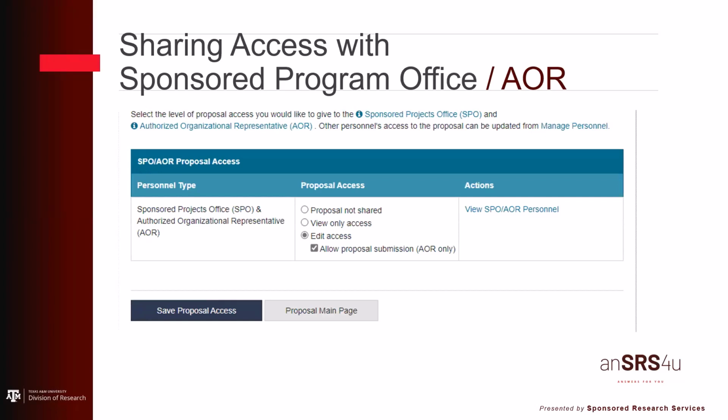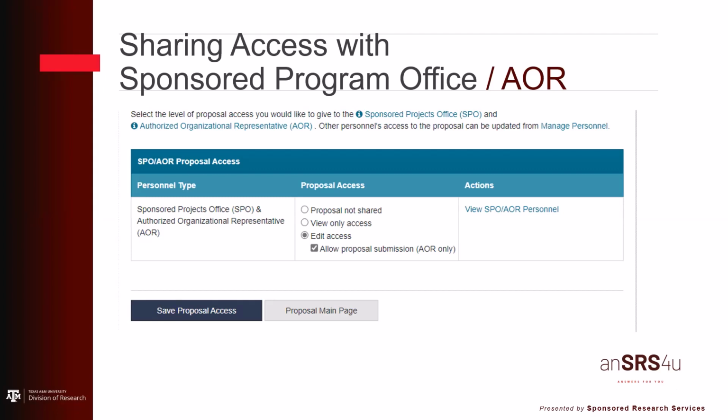The proposal access, middle column, how much access do we want to give? We're going to ask that you always, please, in this instance, give edit access, which is shown here with that radio button. And there's a checkbox that pops up as soon as you click into that. And you want to make sure that this is checked. Allow proposal submission, AOR only. So like I said, PIs cannot have the ability to submit the proposal as institutional signatures are needed or approvals are needed in the submission process. And so if this isn't checked, you're going to have to go in and check it later, and the AOR will not be able to submit until you do so.